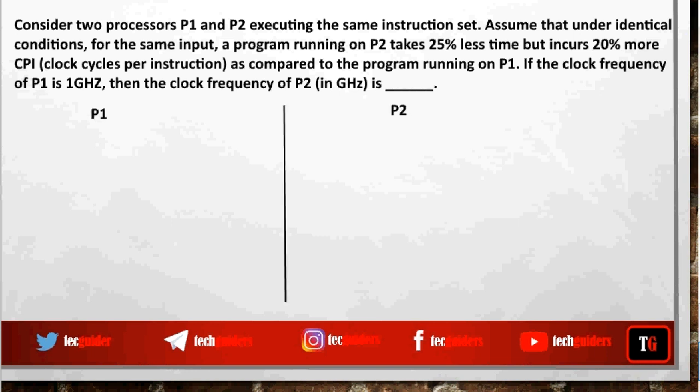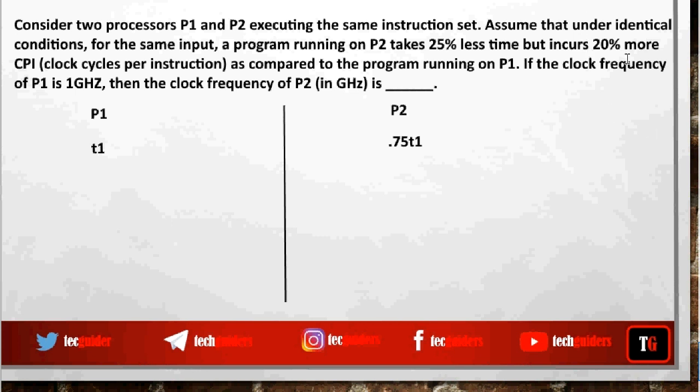We have two processors P1 and P2. We are executing a program on the same instruction set under identical conditions and for the same input on the two processors P1 and P2. It was observed that the program takes 25% less time on P2 than on P1. Meaning, if the time taken for that program execution on processor P1 is T1, then the time taken on P2 is T1 minus 25 by 100 into T1, which is 0.75 T1. So we are executing the program faster on processor P2 than on processor P1.